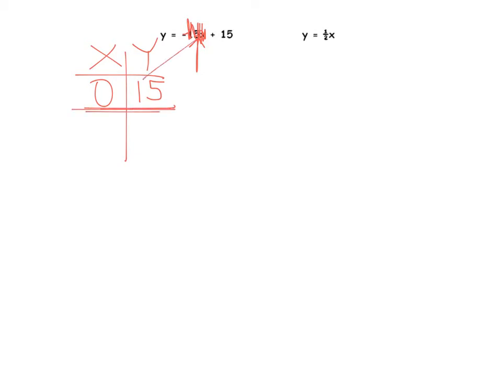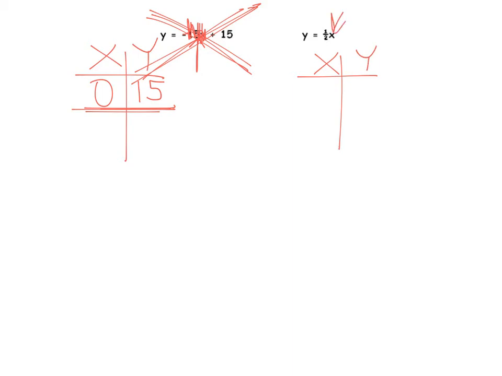Let's try this one. If I plug in 0 for x, then -15 times 0 is just 0. So this is going to go away, and I'm just left with y equals 15. Does this go through the origin? It does not. It doesn't go through 0, 0, so this is not proportional. What about this one?